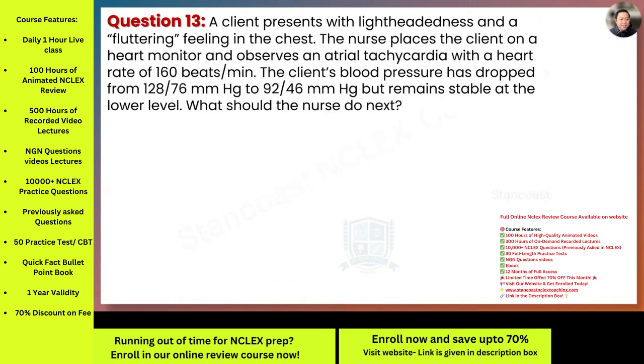13. A client presents with lightheadedness and a fluttering feeling in the chest. The nurse places the client on a heart monitor and observes an atrial tachycardia with a heart rate of 160 beats per minute. The client's blood pressure has dropped from 128/76 to 92/46, but remains stable at the lower level. What should the nurse do next?